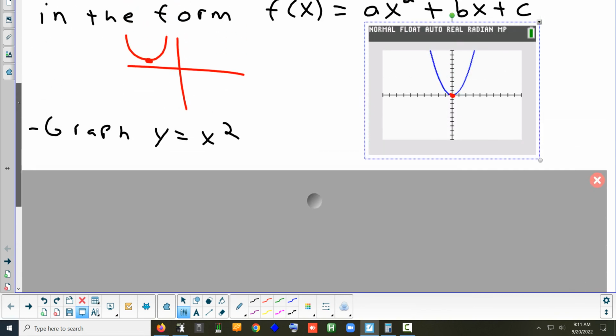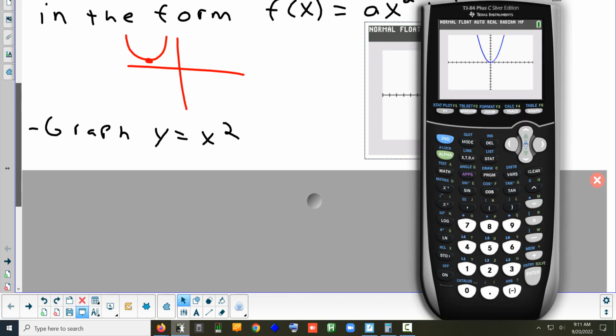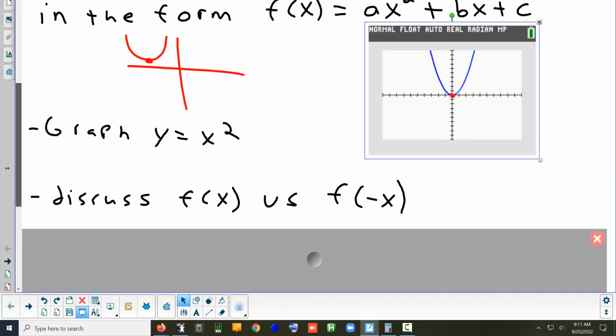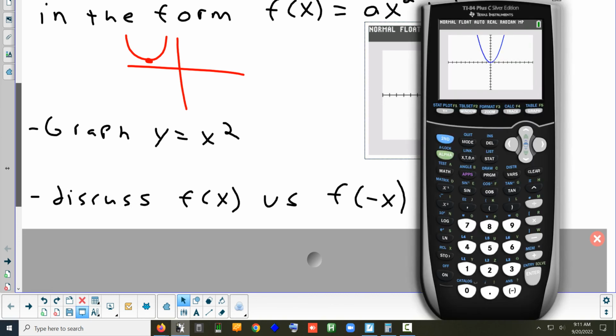So that's a parabola. Let's look at what happens if we replace the x with a negative x, specifically in parentheses. So let's go in parentheses, negative x, squared. So it's like I just substituted in for x and I changed it to negative x. I'm going to hit graph and watch what happens. Oh, by the way, make sure when you do negative, you're doing the one below the 3. If you're doing the one on the side, that's subtraction. That's not a negative symbol.